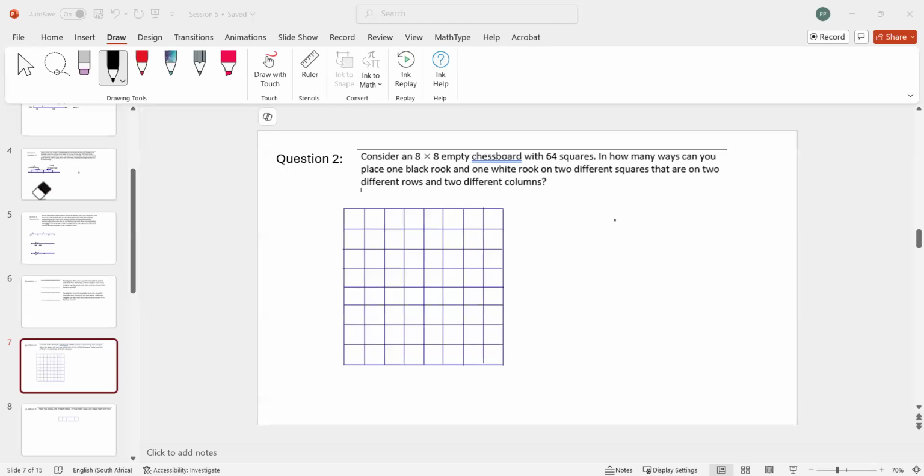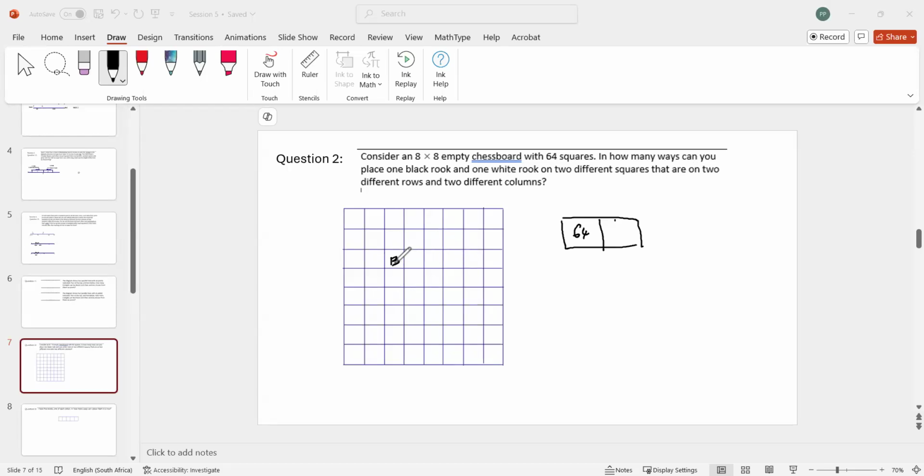And the question is, how many ways can you place one black rook? I don't know whether you know what a rook is, but it's a chess piece. So I'm going to place a black rook anywhere here. I've got 64 choices to place the black rook. Once I've placed that, and one white rook. So I'm only going to place one white rook on two different squares that are on two different rows and two different columns.